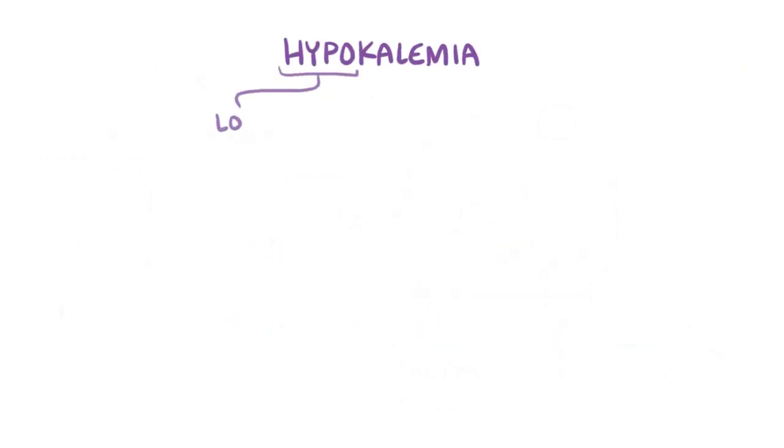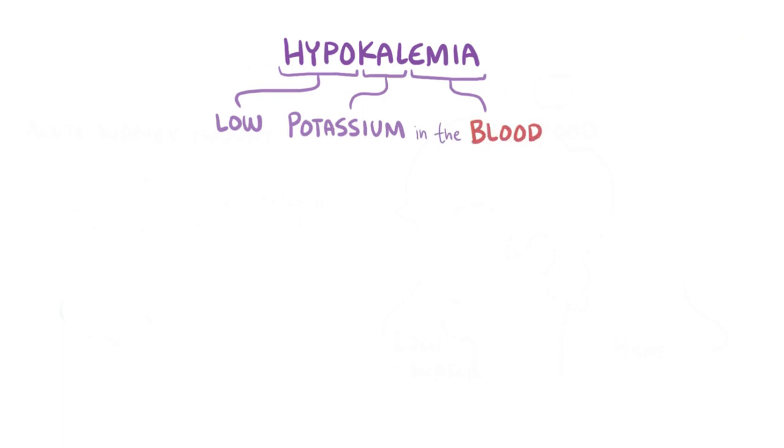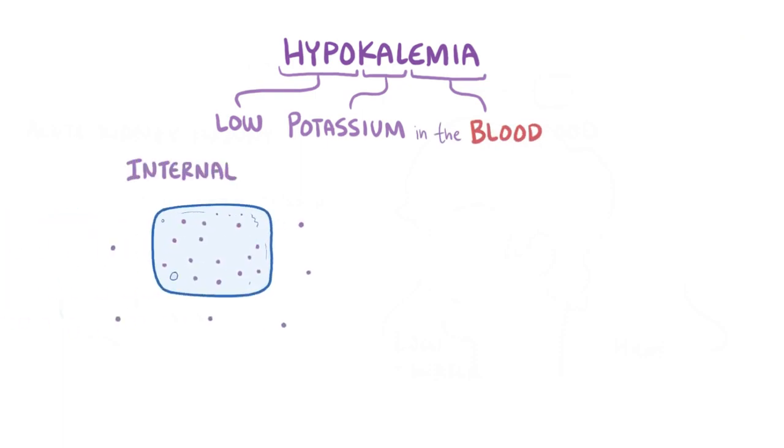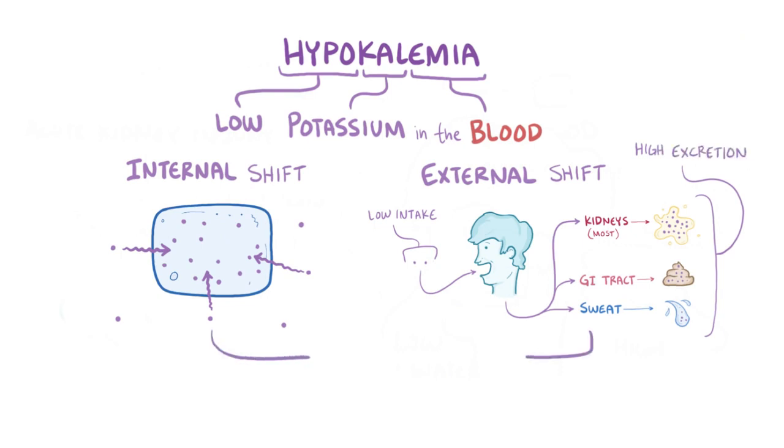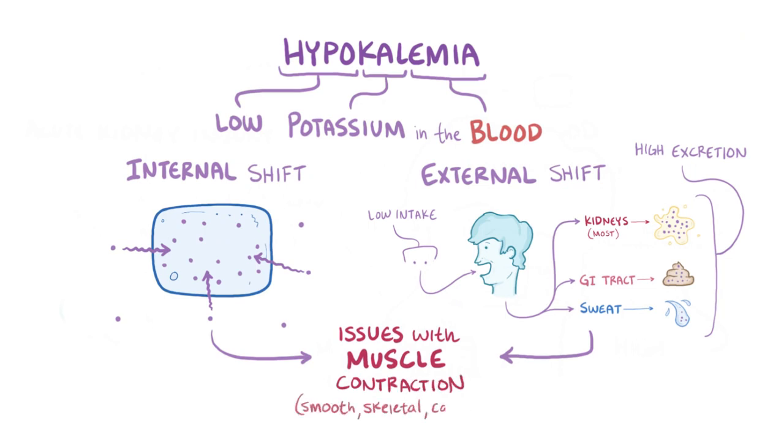Alright, as a quick recap, hypokalemia describes a low concentration of potassium in the blood, which can be the result of an internal potassium balance shift where potassium moves into the body's cells, as well as an external potassium balance shift having to do with either low intake or high excretion of potassium. Either way, the low potassium levels leads to issues with muscle contractions, which could be smooth, skeletal, or cardiac muscles.